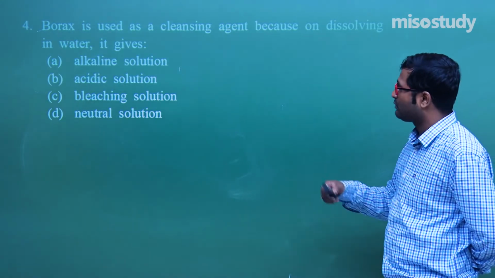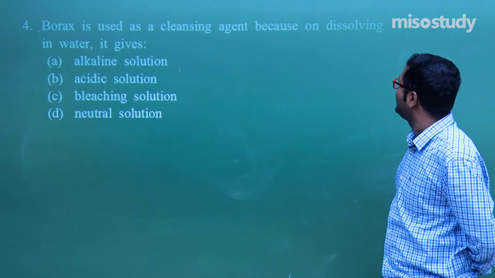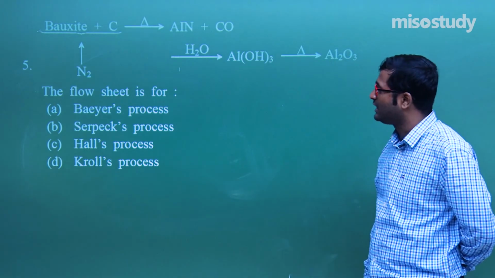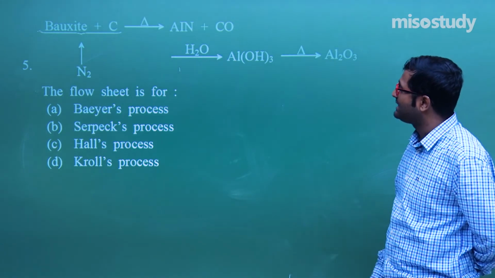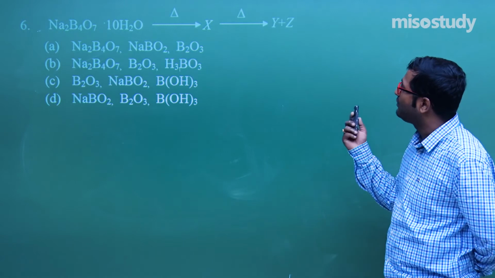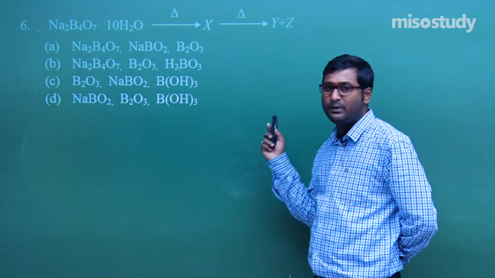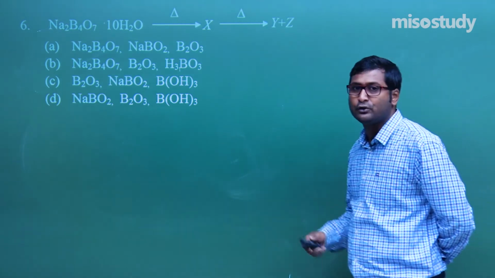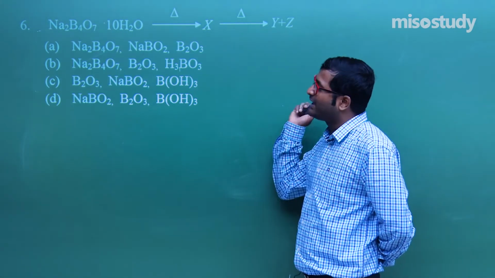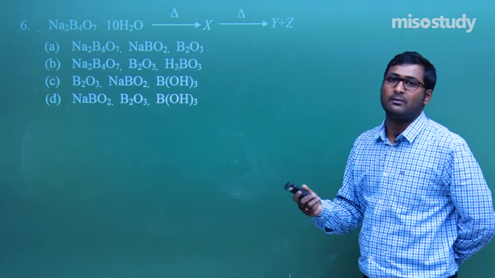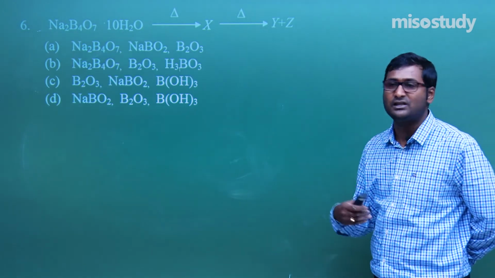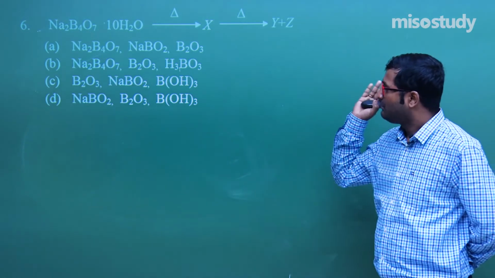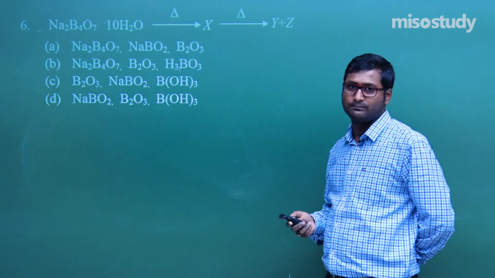For question number 4, borax is used as a cleansing agent because in water it gives an acidic solution. No sir, alkaline solution. This is the Serpek process. Yes sir, that is Na2B4O7. What will form? It will form Na2B4O7, then NaBO2, then B2O3. Like this, if you have strong theory, you can easily solve. You do not need to explain because no one will ask you to explain. I am a teacher, that's why I am explaining the question. Just read the question carefully and solve it.